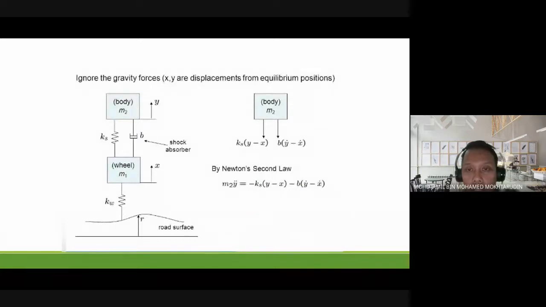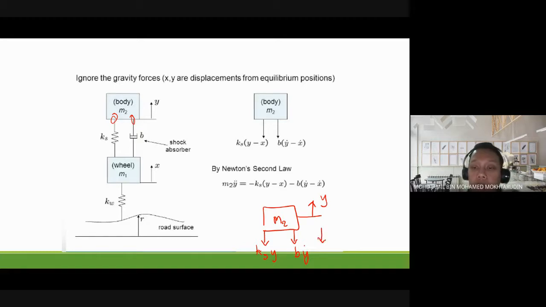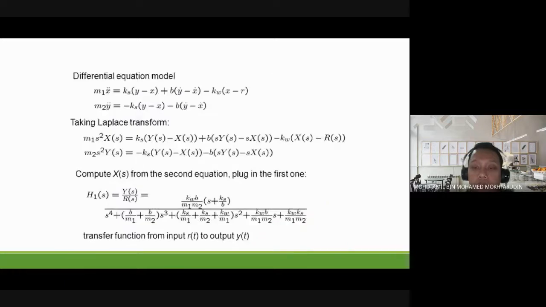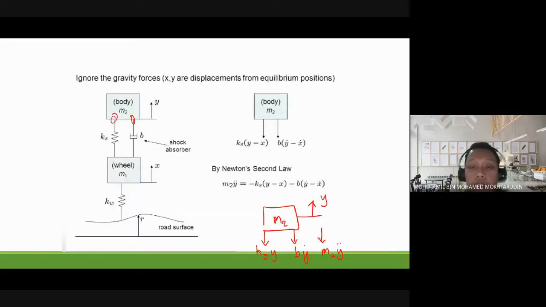Okay, now let's look at the second body. Let's draw the free body diagram of the second body. So M2, we have 2 spring and damper connected to the body. So we assume M2 acting upward, Y. And the spring KS will produce force acting downward, KS, Y. And also damper B, Y dot. And we have inertia. And the spring and damper also connected with M1.